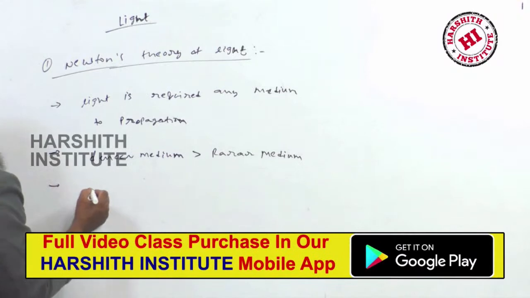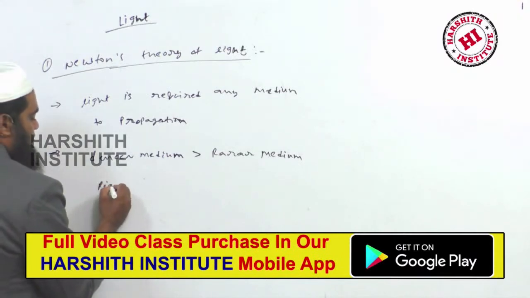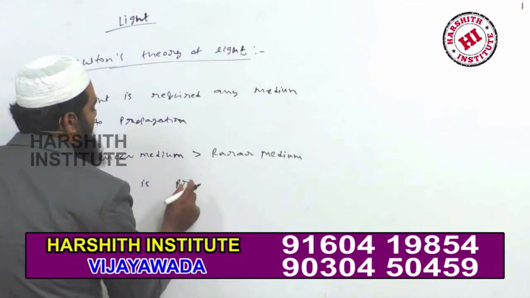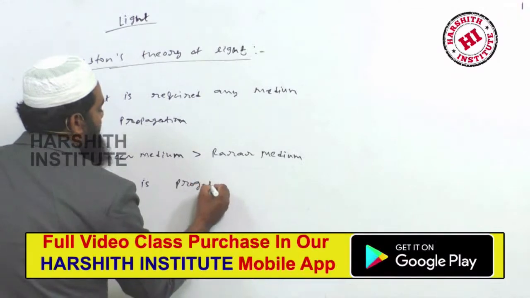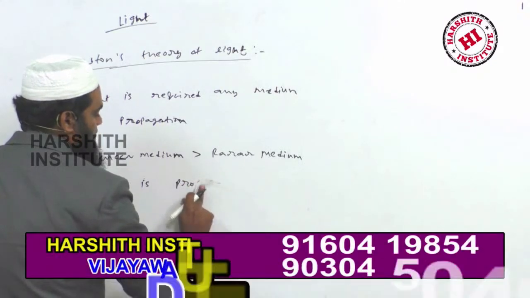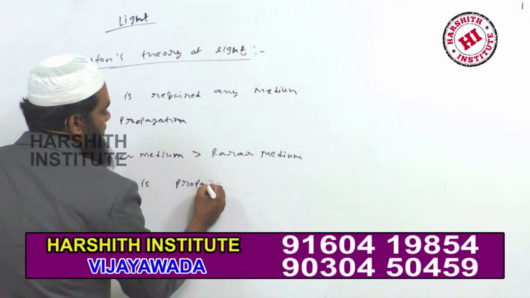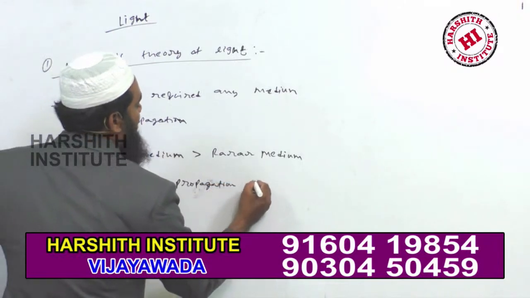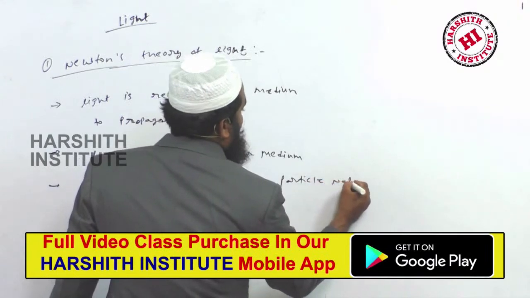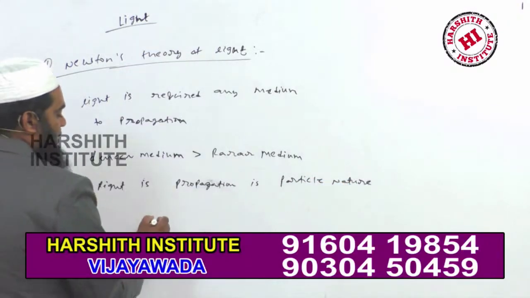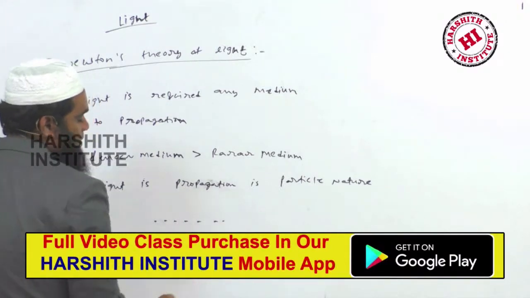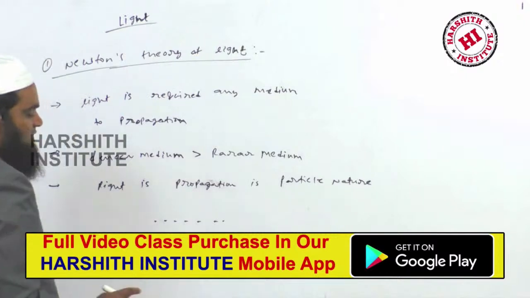The third condition given here is that light propagates with a particle nature. Light propagates, simply called passes, in a medium with particle nature. So light can pass on a particle nature, and this is the kind of information we can give.